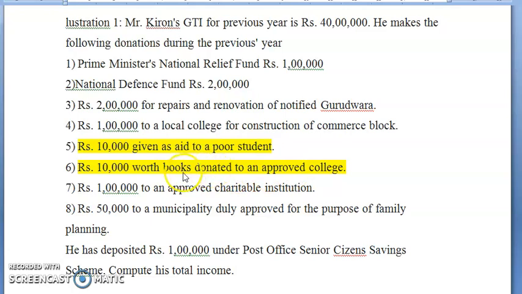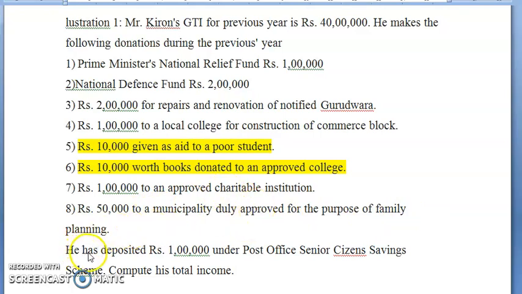Next comes the municipality for family planning. This we have not seen. Rupees 50,000 to a municipality duly approved for the purpose of family planning. Family planning item, it will come under without limit donation. You have to remember this. So without limit donation, it won't come in our calculation.